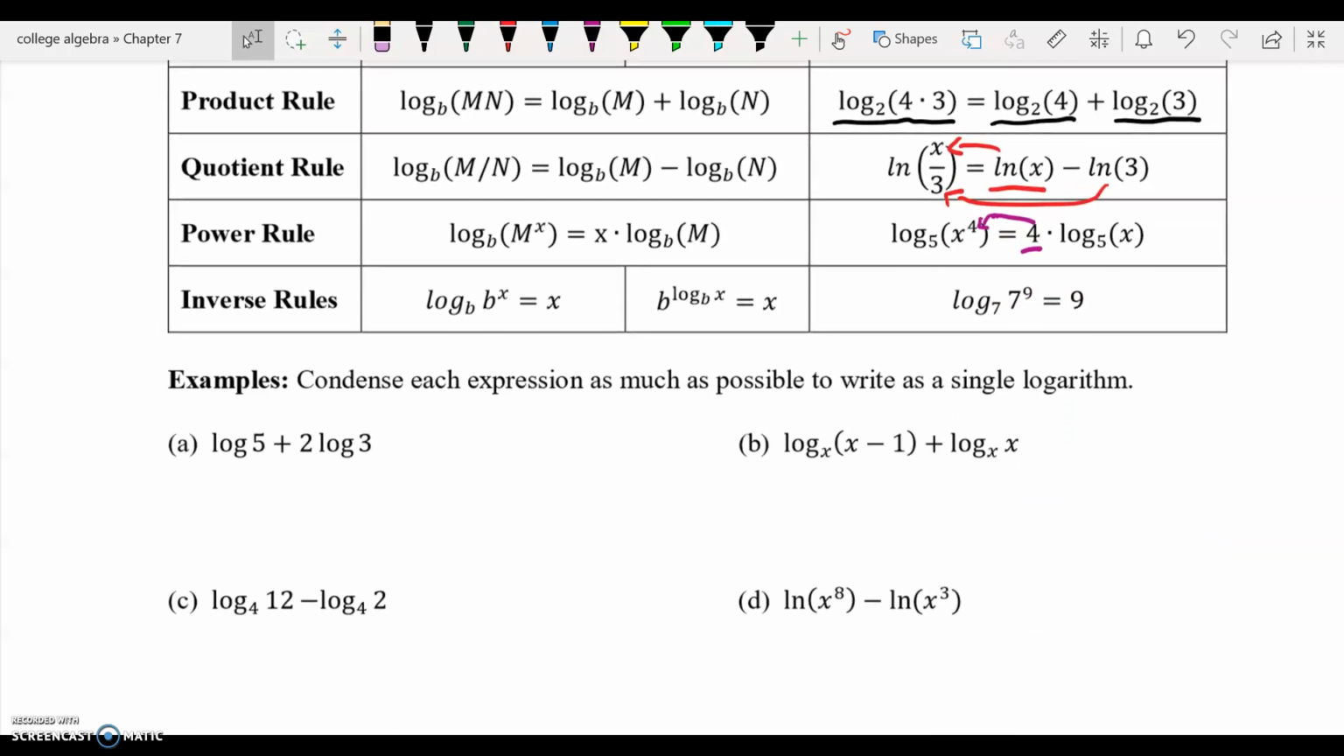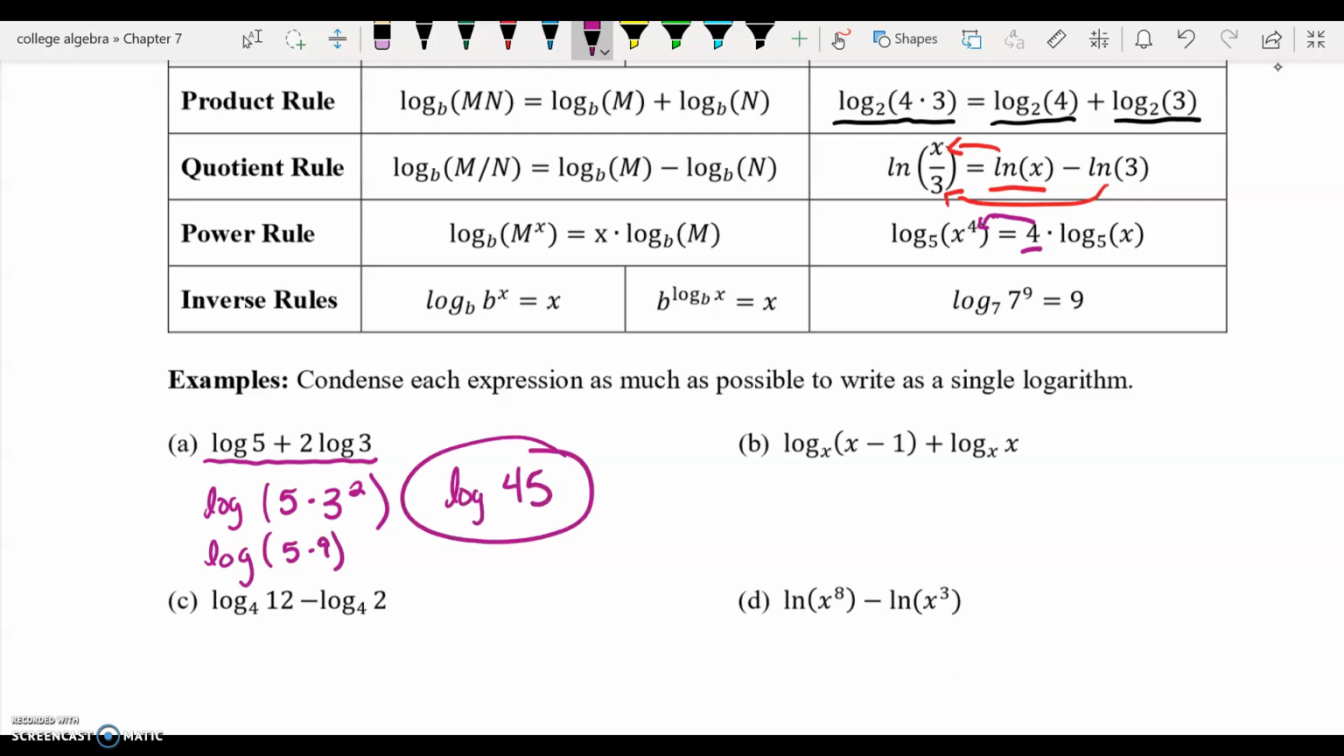So the first one, I want you to condense it and write as a single log. This is on the Hawks, so this will help. This one right here. All right, if you do this, I'm adding, so that means I'm going to multiply. However, you are taking log base 10, because it's still log, of 5 times 3 to the second. Because there's a 2 out front, I've got to take it 3 to the second. So that means log of 5 times 9, which would be log of 45. So that would be your answer.